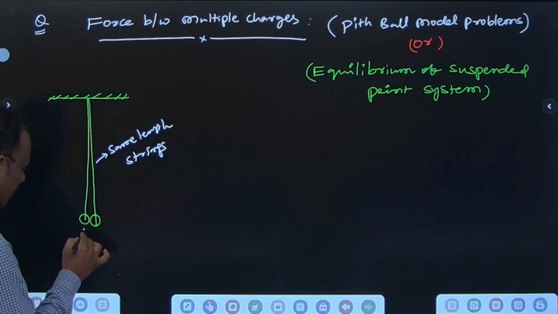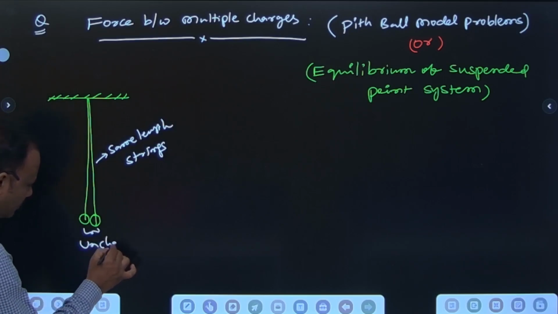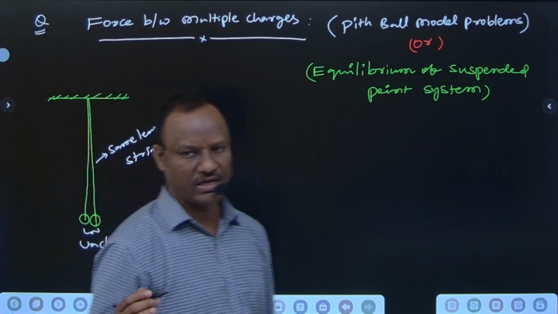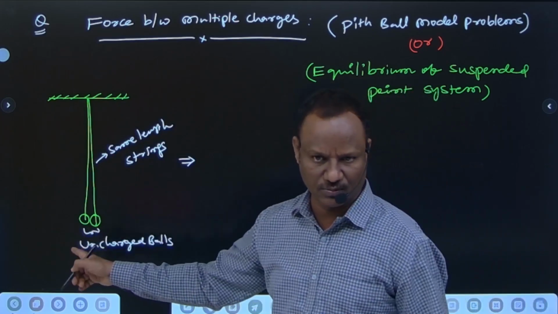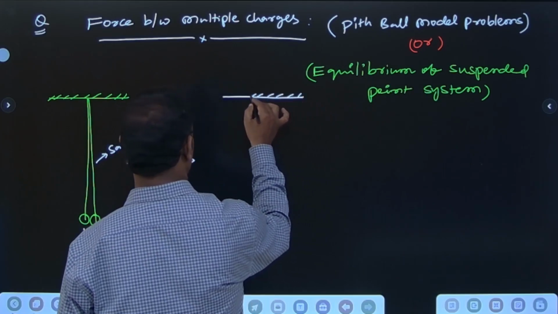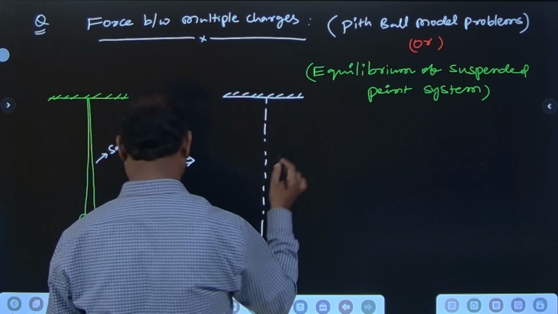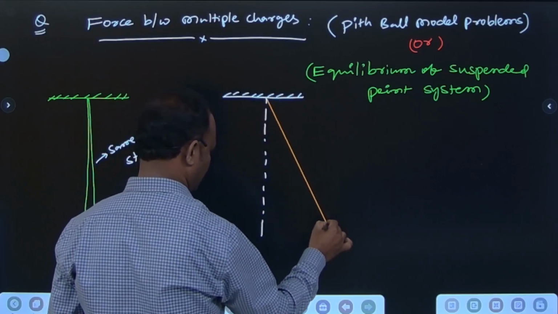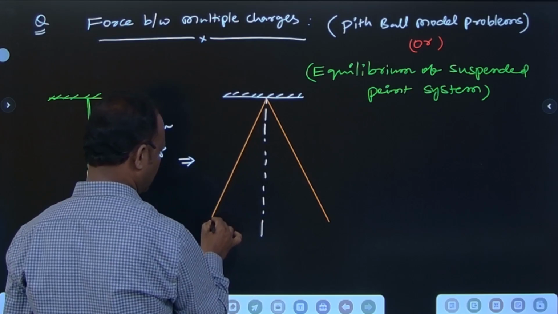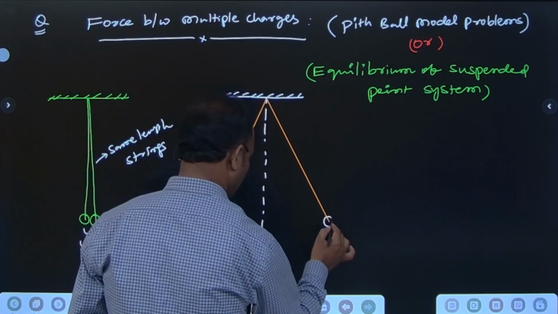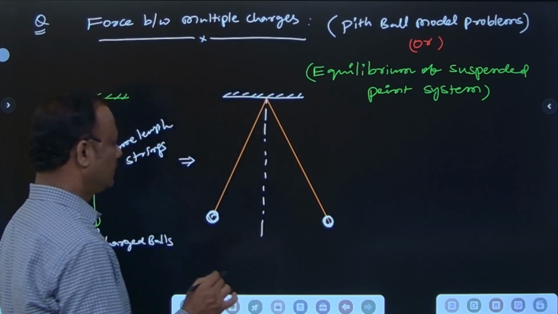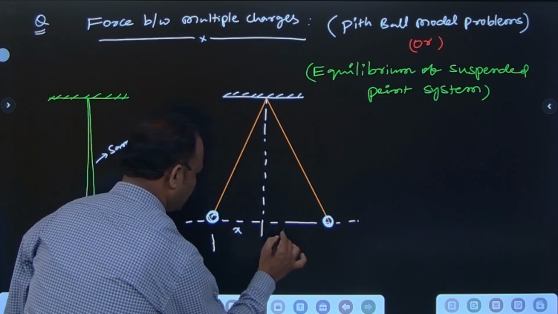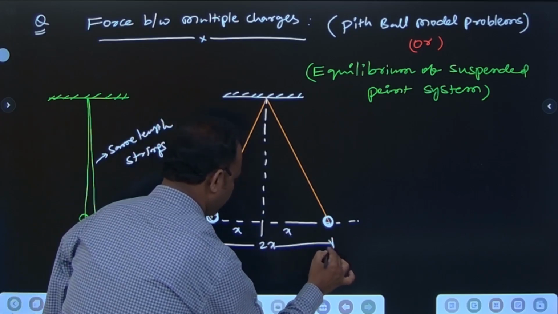These are uncharged balls, like pith balls. I give some charge to them. If I give positive charge to both of them, each rises from the vertical position, and the other ball comes back with the same angle. What is the distance of separation? For example, this is x and this one is x, so 2x is the distance of separation.